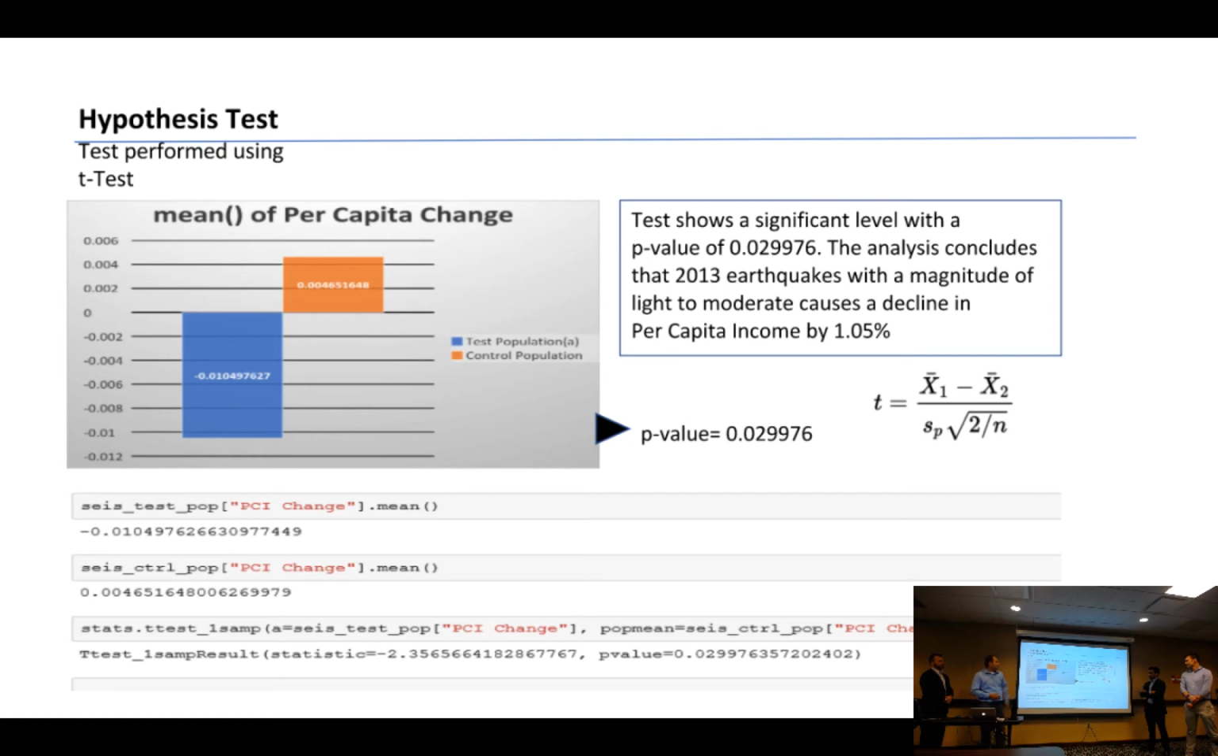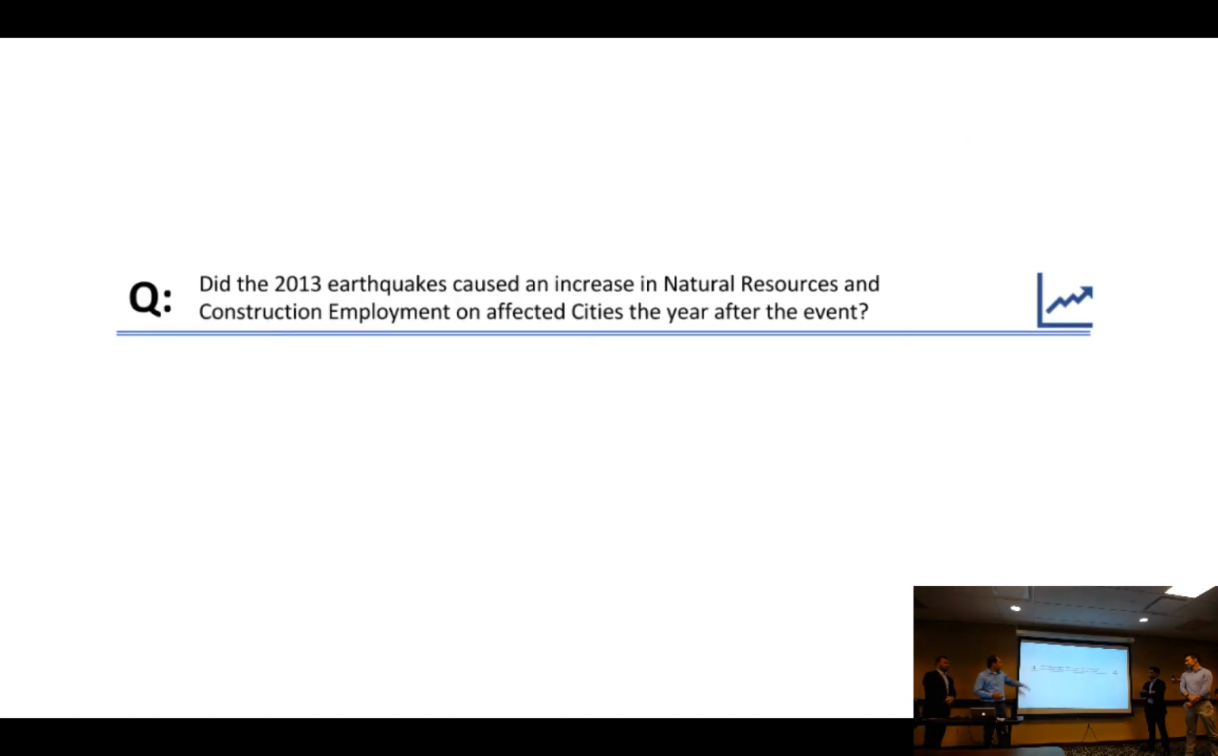That means that, at least for the earthquake in 2013, it has caused an impact on the per capita income of the population we're trying to analyze. Okay. Taking this further and looking at the impact of that in employment, particularly in the natural resources and construction industry, did it increase employment when the earthquake happened going into the following year, right?